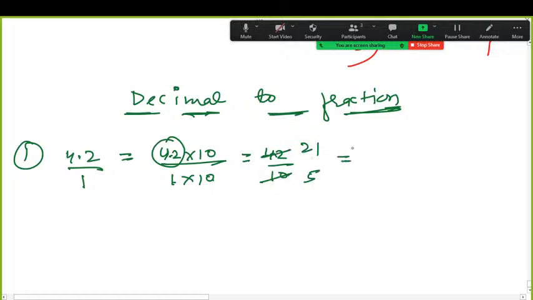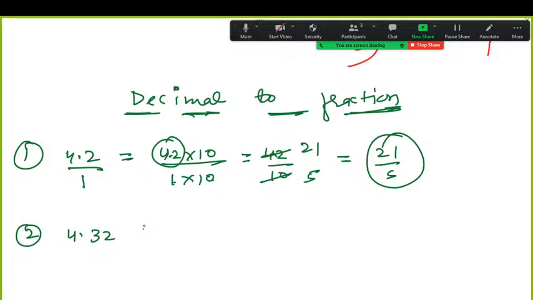You are not going to solve it. You are going to find P by Q. Now, if I want you to figure out 4.32, what is its fraction? It will not be 4 over 32, but it will be 432 over 100.